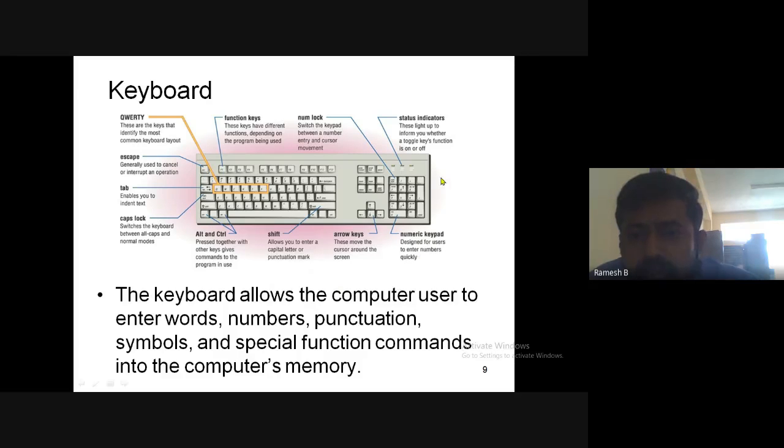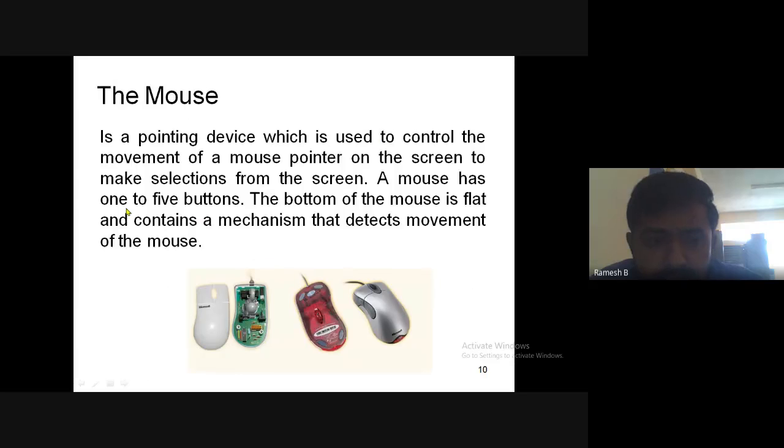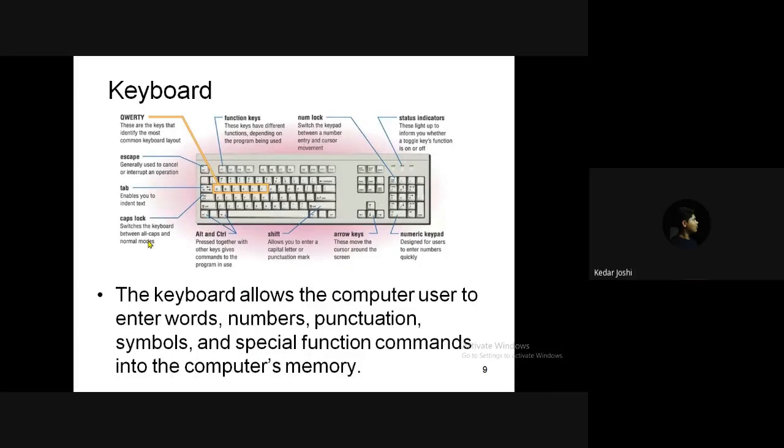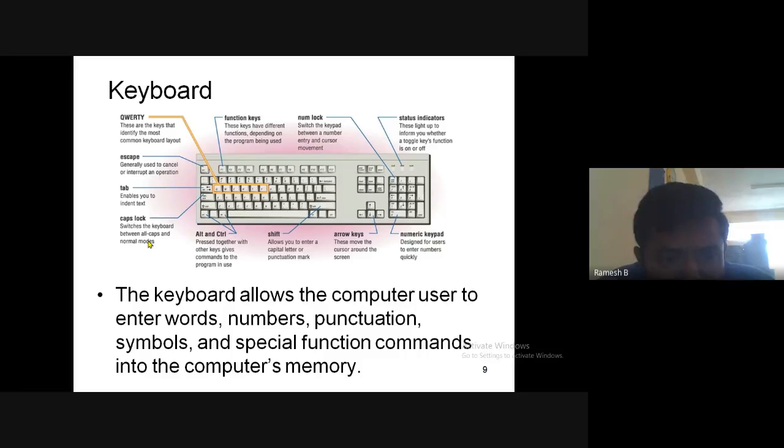Similarly, we'll be having a tab. Tab is a collection of spaces. You can see in the left side, tab. It is a collection of 8 spaces. If you press tab, the cursor will be moving towards the right. Similarly, caps lock. Why we may be using caps lock? For uppercase and lowercase letters. To do the transition between uppercase and lowercase.